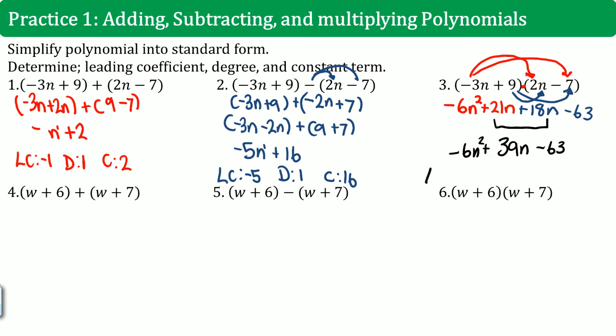The leading coefficient is the number in front, which is negative 6. The degree is degree 2, and the constant term is negative 63. Notice that the degree here is higher than the other ones because it's a multiplication. Number 4.